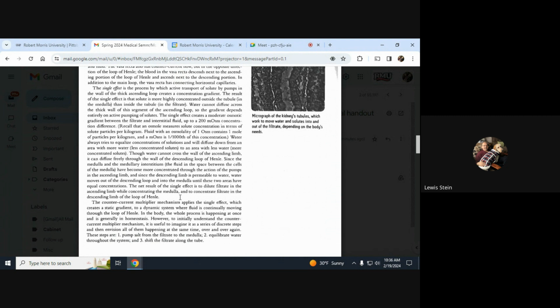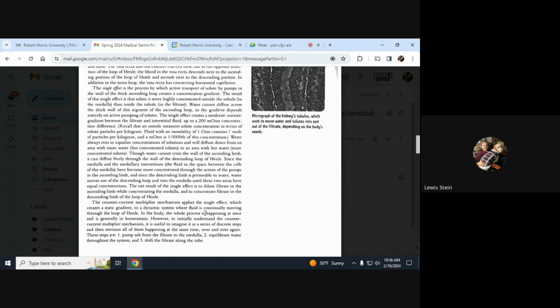The net result of the single effect is to dilute filtrate in the ascending limb while concentrating the medulla, and to concentrate the filtrate in the descending limb by pulling fluid out. If you reread that, the net result of the single effect is to dilute the filtrate itself. You're diluting it because you're pulling out solutes up top, pulling out fluid on the ascending limb, and pulling out fluids on the descending limb.